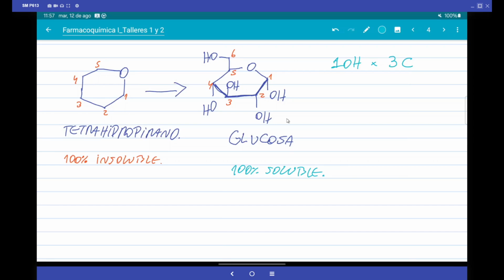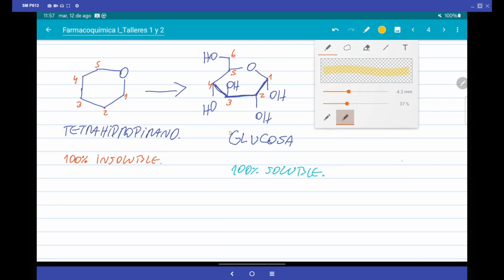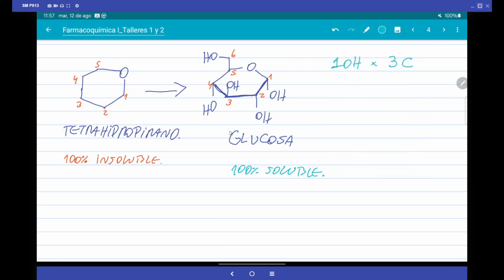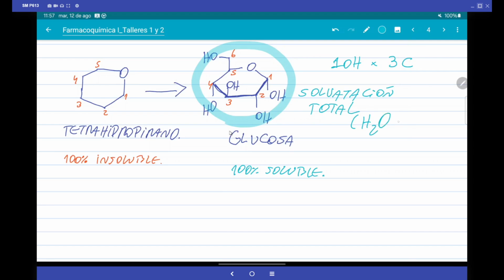So there we can see that a molecule as simple as the first one is not soluble because it does not have polar groups, but the other one does, because it can be solvated by water. So the explanation of this is that what happens is an extensive solvation. Water forms hydrogen bridges. This is the total solvation. That is in parentheses, that means that water forms hydrogen bridges with the compound.